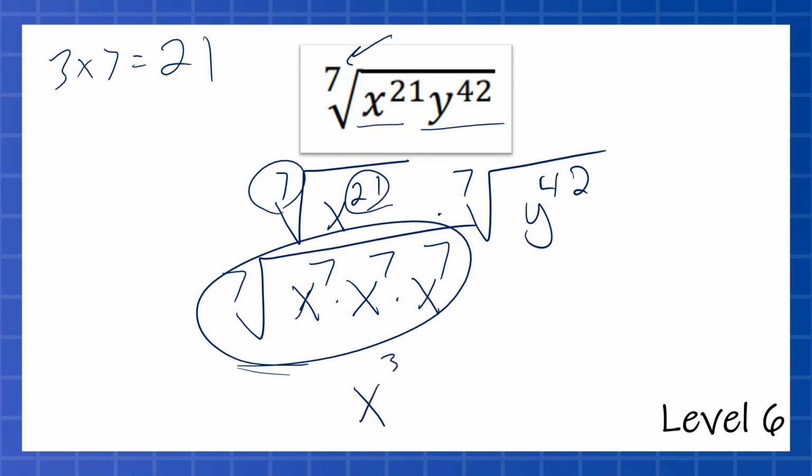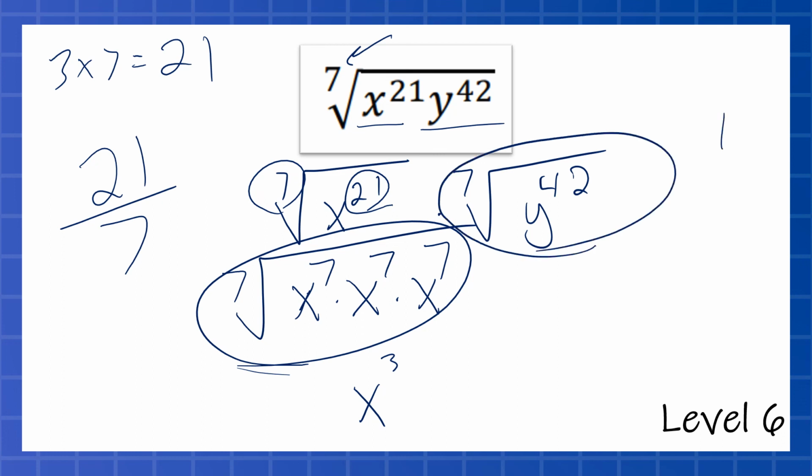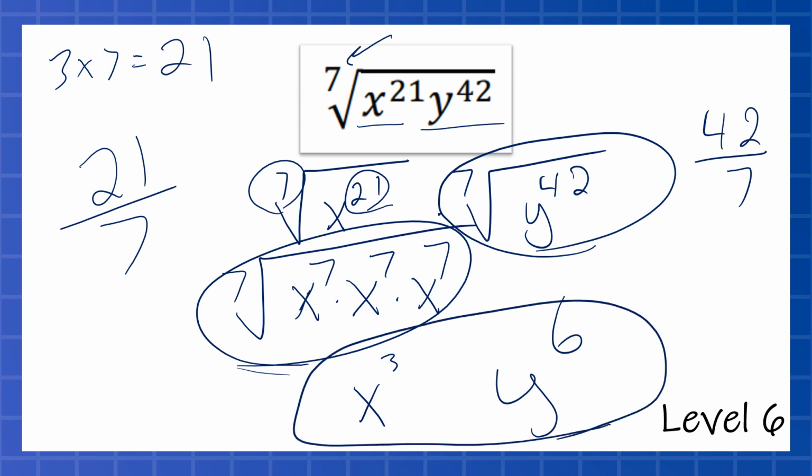Okay? The other trick way to do this is just say 21 divided by 7. Okay? So I can jump over to y to the 42nd. If I were going to simplify this, 42 divided by 7 is 6. So I'm going to say y to the 6th. Now remember that we had both of these combined, so this combined is my answer. And they're just going to multiply together: x to the 3rd, y to the 6th.